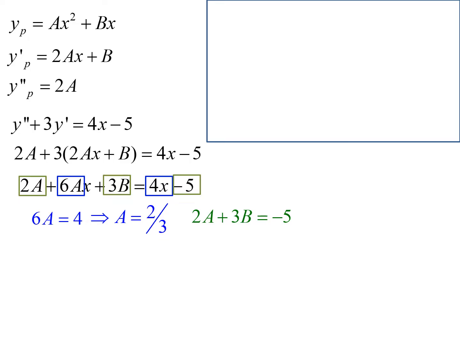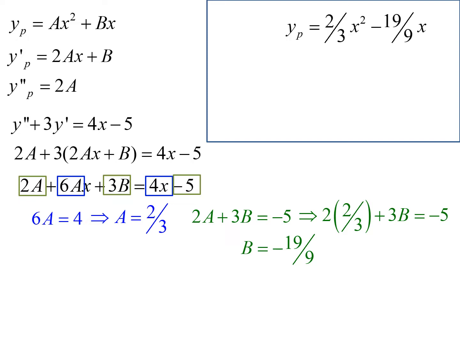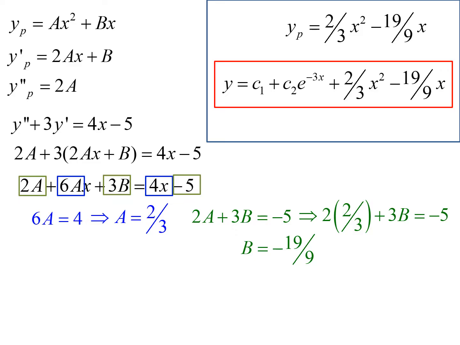And then we can plug that into the second equation. So 2 times 2/3 plus 3b equals negative 5. And if we solve that for b, we'll get b equals negative 19 over 9. So that means that our particular solution is going to be 2/3 x squared minus 19 over 9 x, and we put that together with our yc to form the overall solution. So y is going to be c1 plus c2 e to the minus 3x plus 2/3 x squared minus 19 over 9 x.